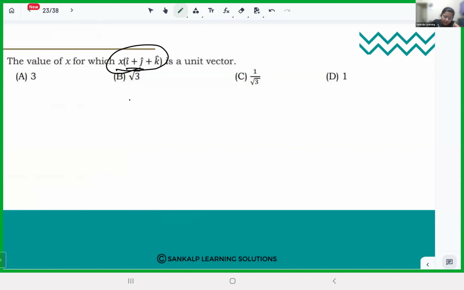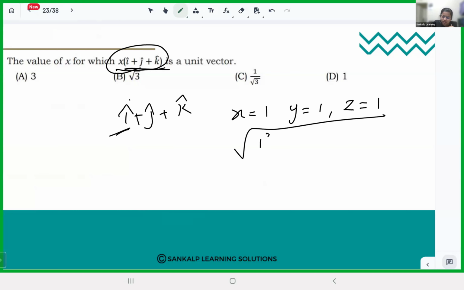And here you are given i plus j plus k. What is the magnitude of i plus j plus k? You can find out the magnitude, right? Because the x component is 1, y is 1, and the z component is also 1. So what is the magnitude? It is 1 square plus 1 square plus 1 square. 1 plus 1 plus 1 is 3, right? Root 3 is the magnitude of this vector.